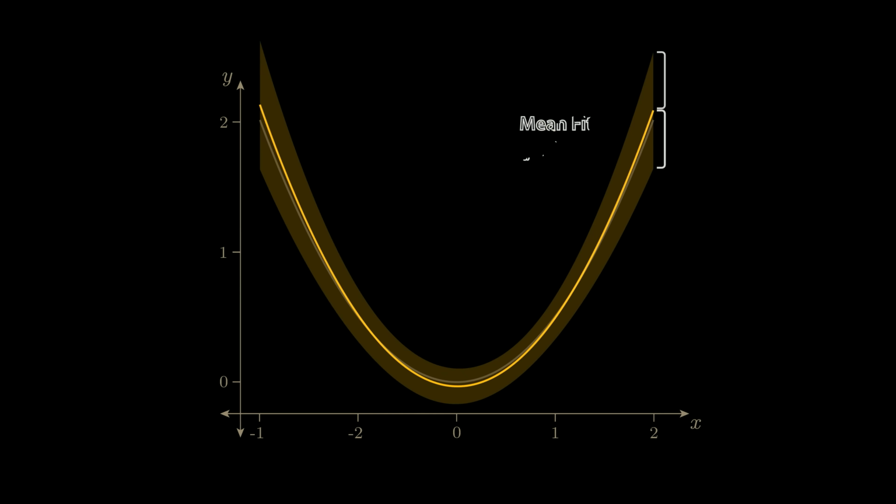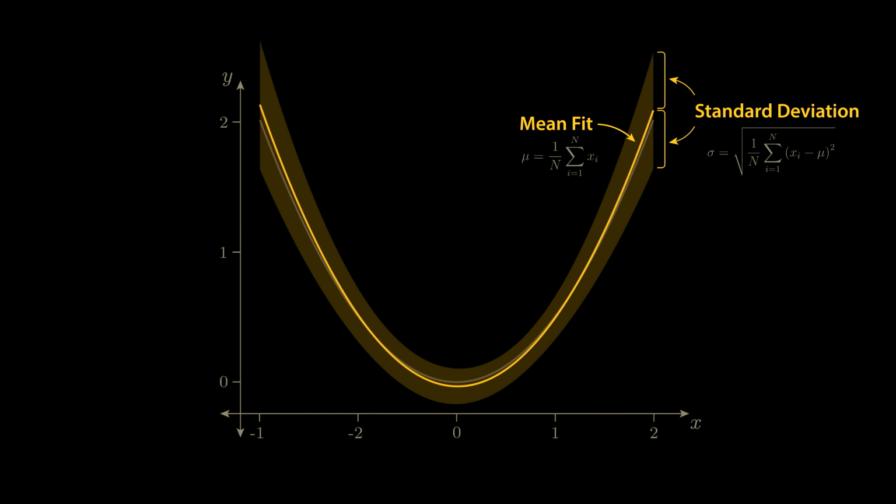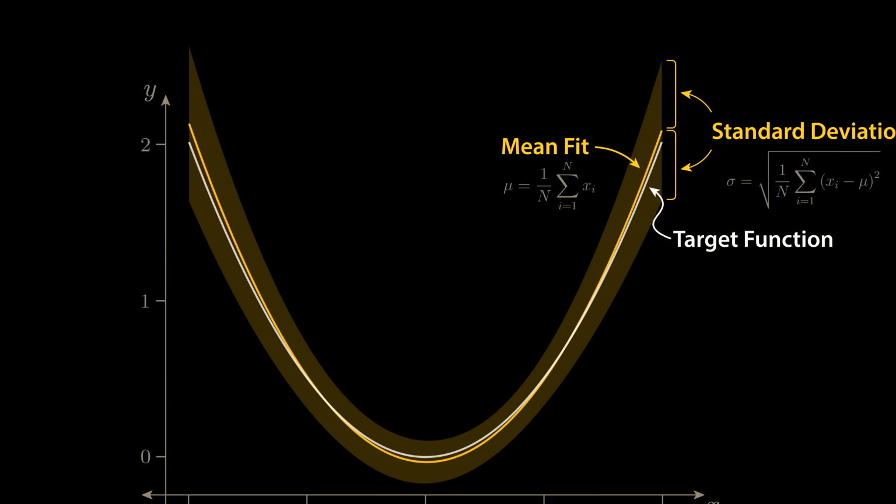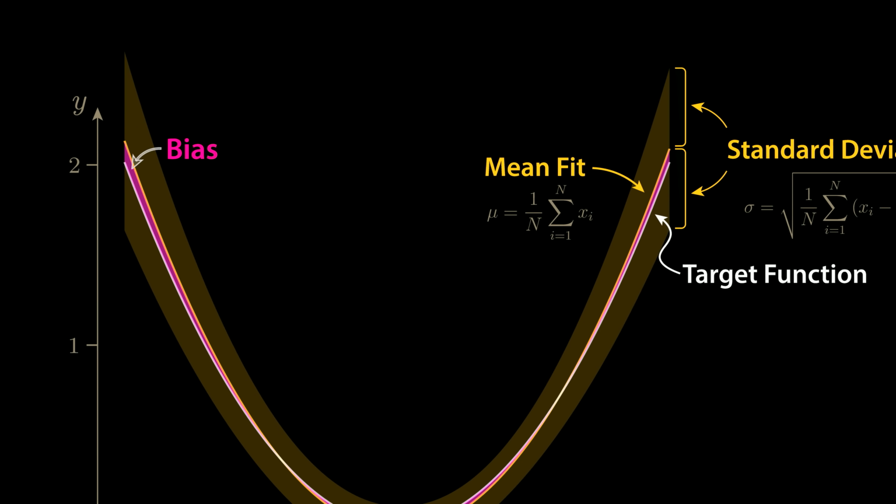From here, we can compute the mean and standard deviation across all these fits. Here, the shaded region corresponds to one standard deviation above and below the mean fit. Our average fit is quite close to our true underlying parabola. The difference between these two curves is the bias in the bias-variance trade-off.